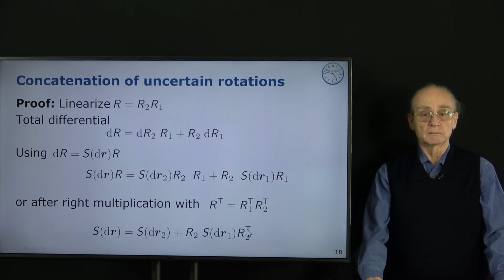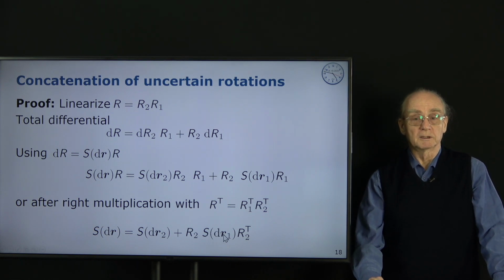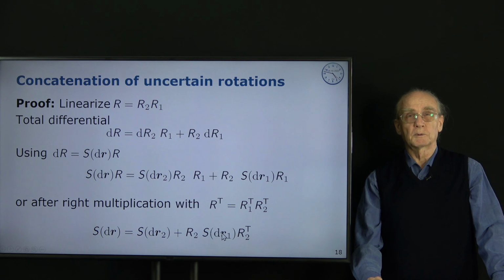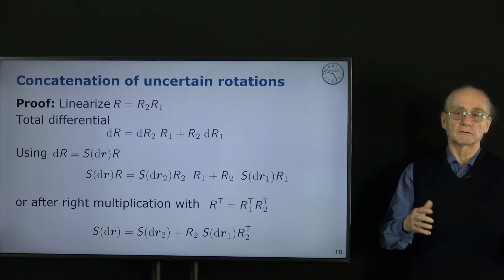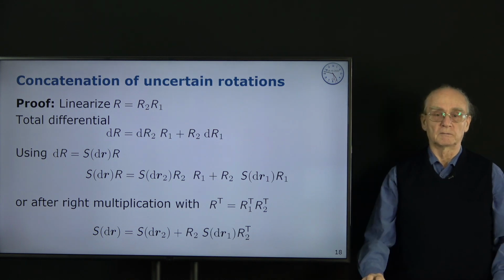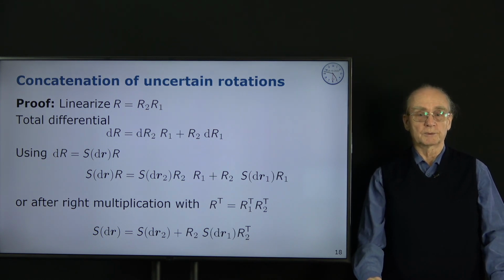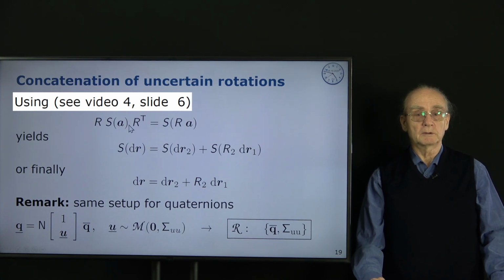So this is fine. Now we have this S(dR) in the middle, and if we want to do variance propagation, we would have all these elements explicitly on the right-hand side of some matrix vector multiplication. So we need to look at how this expression can actually be simplified. And then we remember the last lecture. This is R multiplied with the skew-symmetric matrix multiplied with R transposed. And this is the skew-symmetric matrix of R multiplied with A.